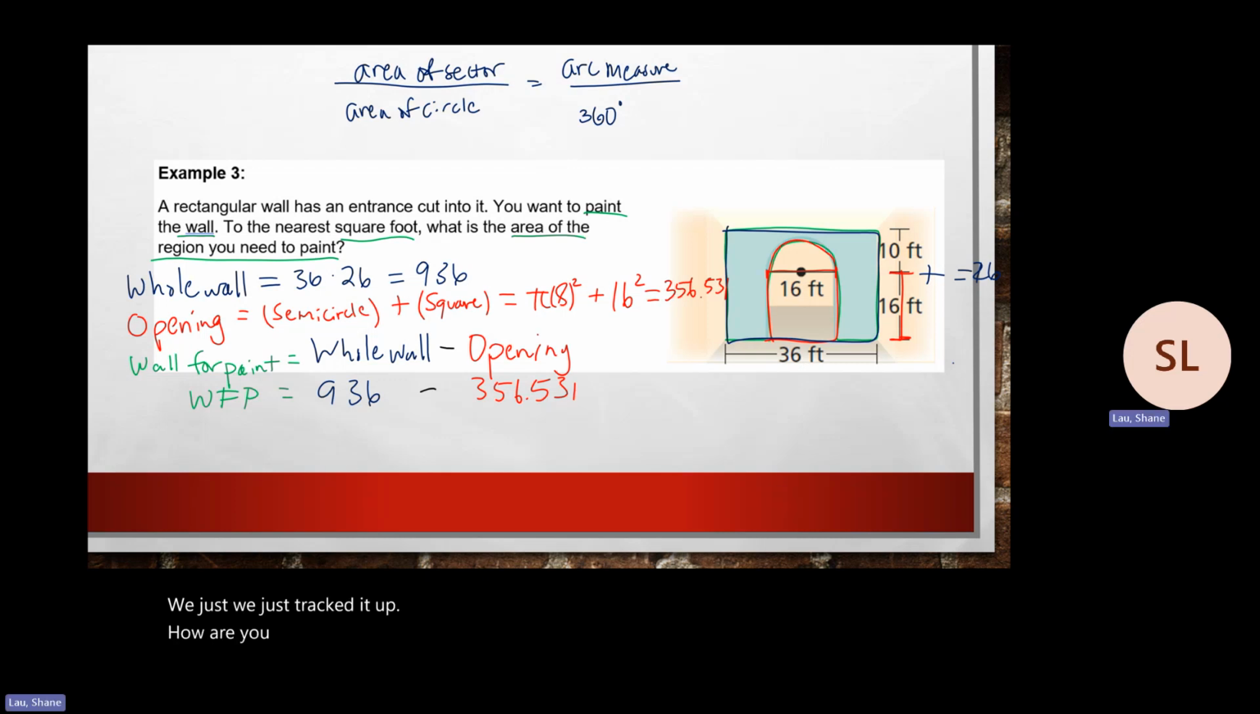So the total area, A, is what we're actually looking for. So A equals 579.469 feet squared. Okay, so it's actually much easier than we may think. So don't get too discouraged on it.